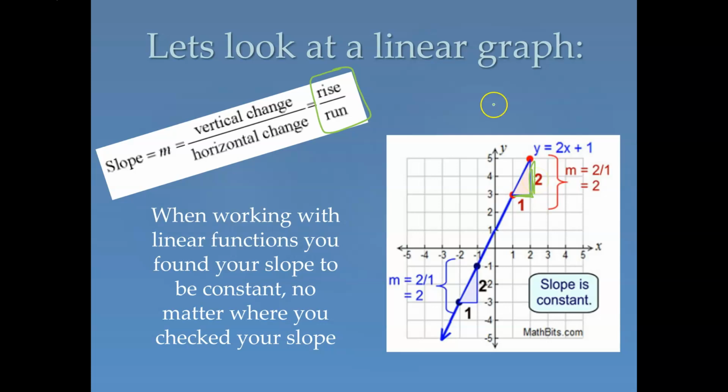So for this graph right here, no matter where I count my rise over run, it's going to reduce down to 2. Even if I went from here to here, I rose 1, 2, 3, 4, and I ran 2. Well, 4 over 2, what does that reduce down to? 2. So no matter what I did, my slope was 2 with linear functions, okay?